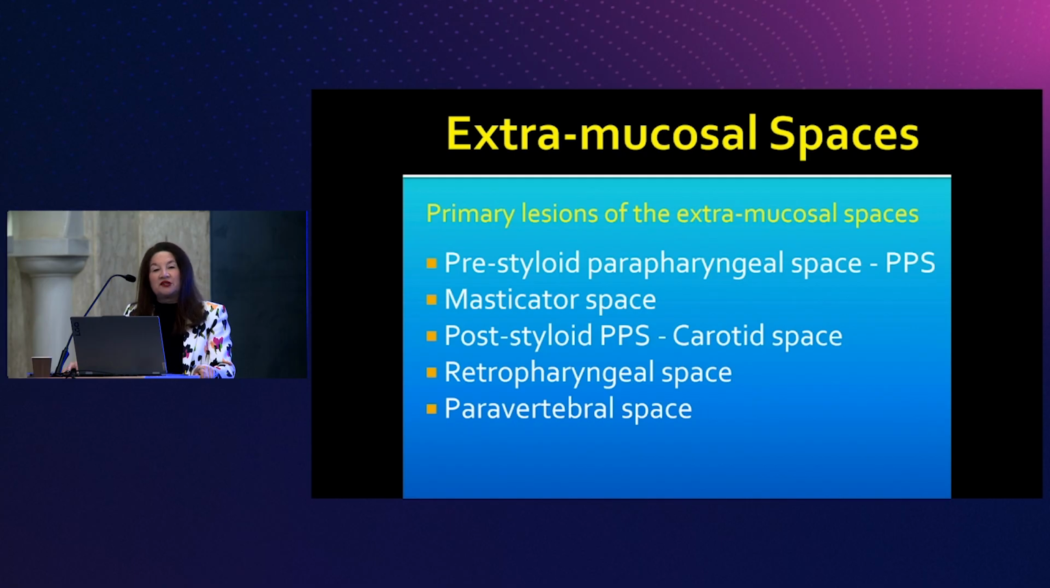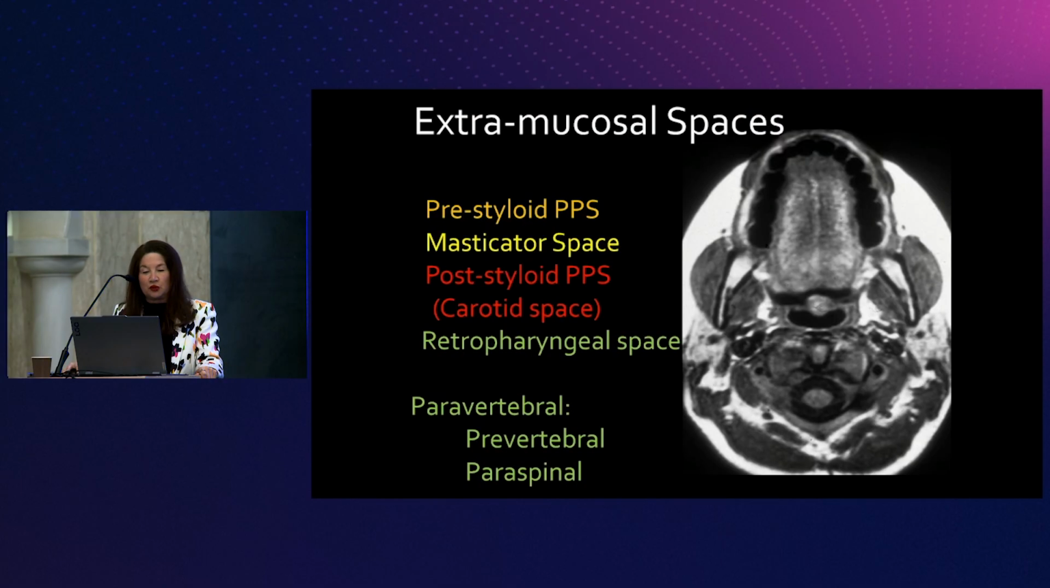We're going to talk about the prestyloid parapharyngeal space, the masticator space, the post-styloid parapharyngeal space, which we call the carotid space, the retropharynx, and if we have time, we will move on to show a few lesions in the paravertebral compartment. So when we look at the extramucosal spaces of the head and neck, I encourage you to use a T1 weighted image.